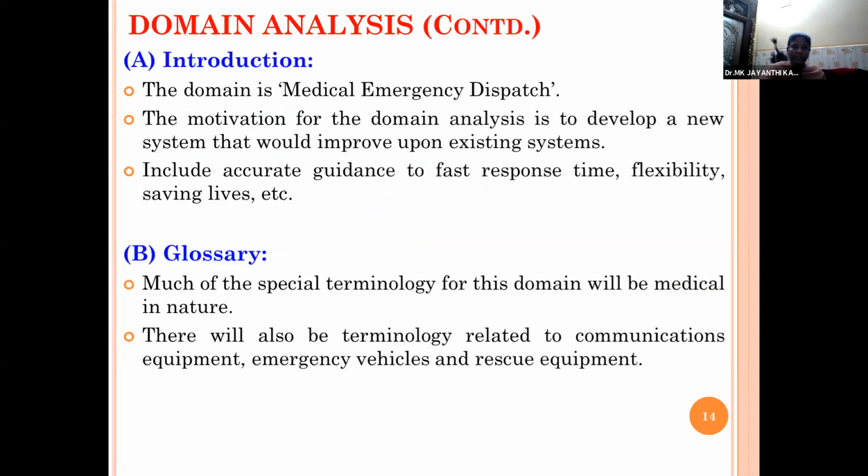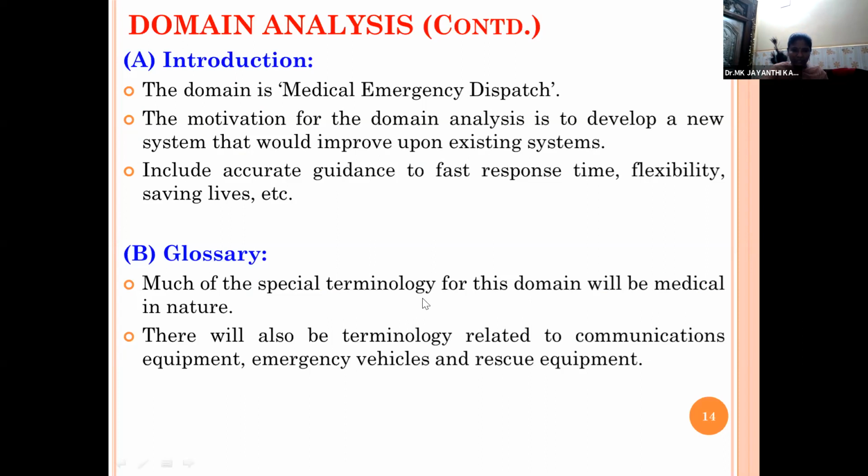So in a domain analysis introduction part, what will we write? Say for example, if your project is a medical emergency dispatch, the motivation for the domain analysis is to develop a new system that would improve the existing system, include accurate guidance, fast response time, flexibility, and saving lives. So in the introduction part, you have to write that the project is aiming to create an automated system for medical emergency dispatch, and it will provide all the advanced features which can be useful for the medical people. Like that, you have to write down the introduction part to your domain analysis.